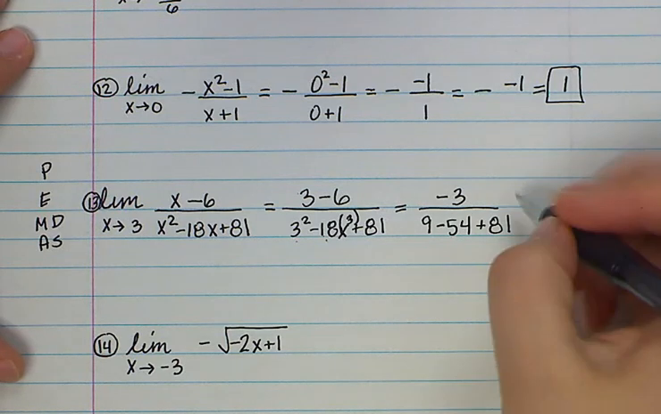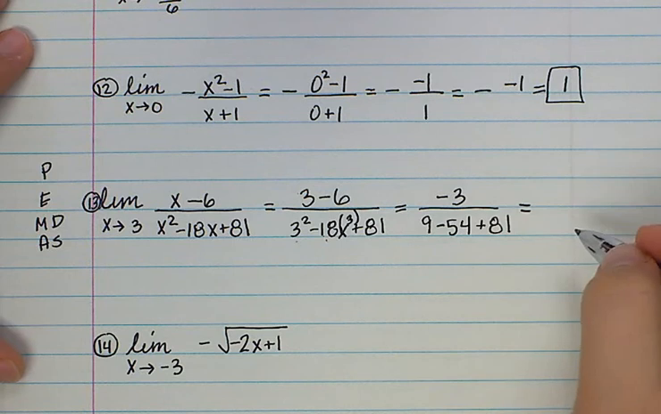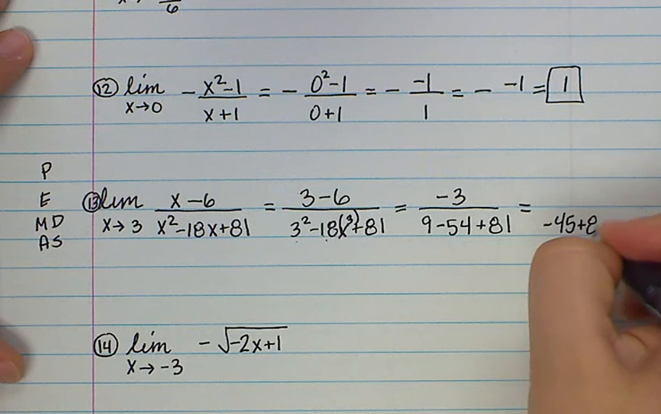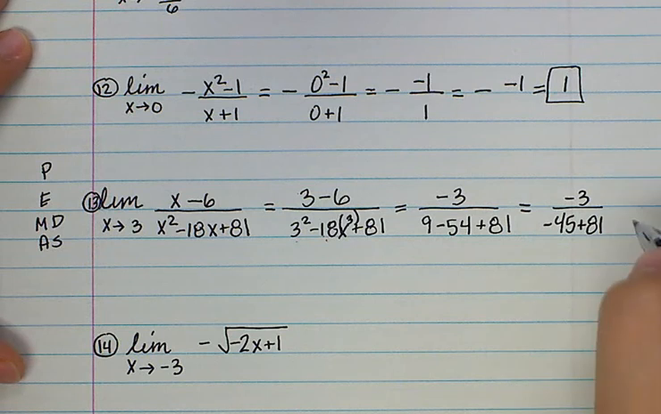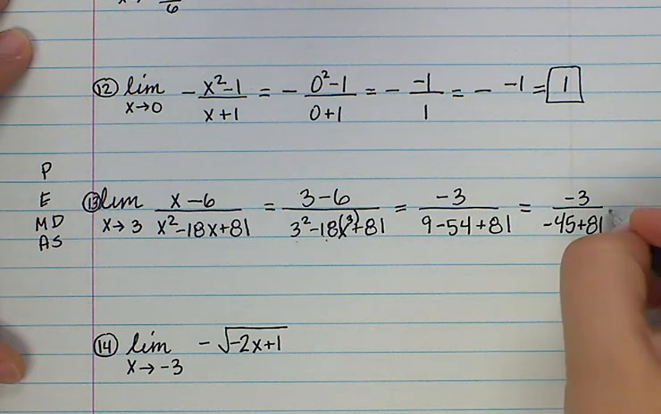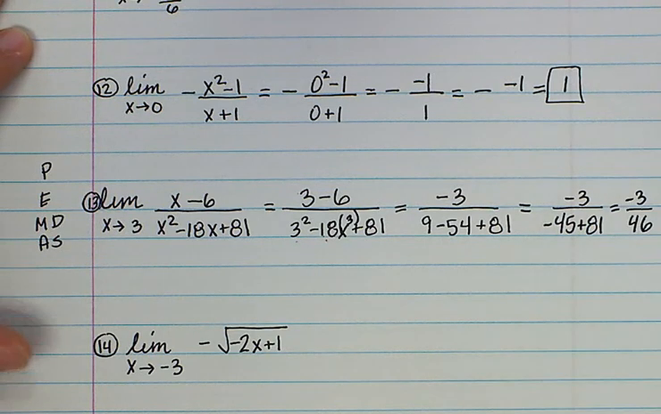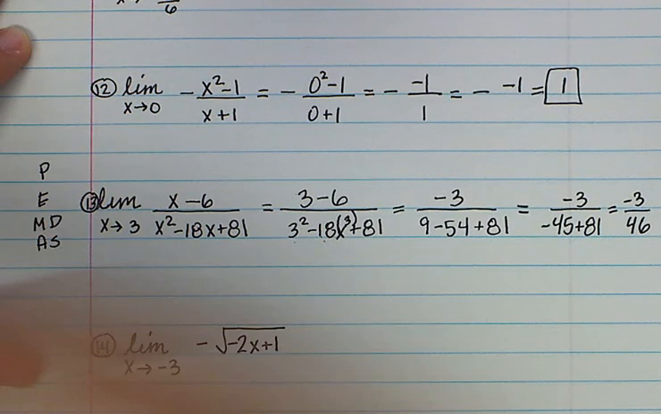So 9 subtract 54 is going to be negative 45 plus 81 is going to be positive 36. 36 cannot be divided by 3, so that's as good as it gets.